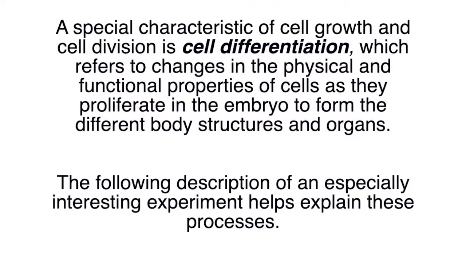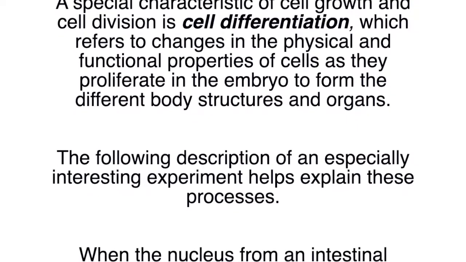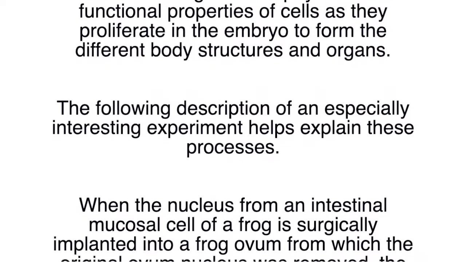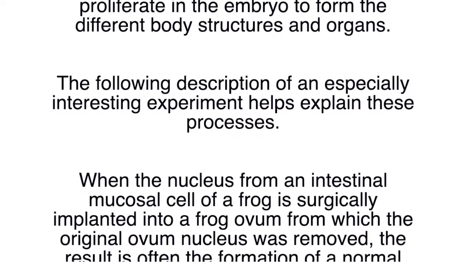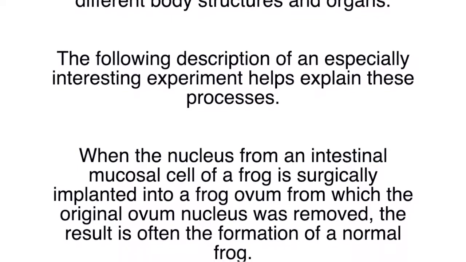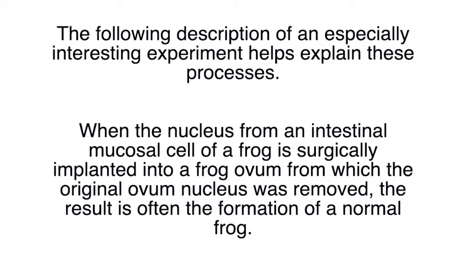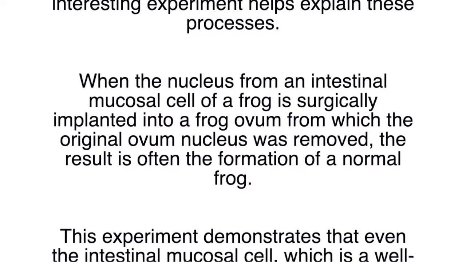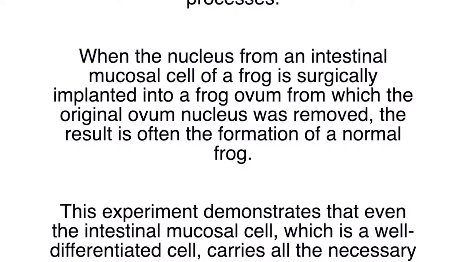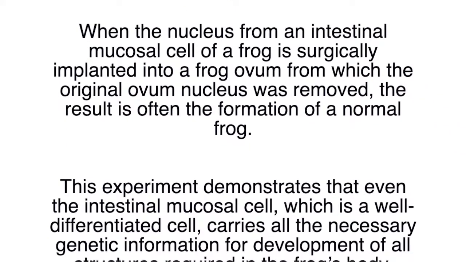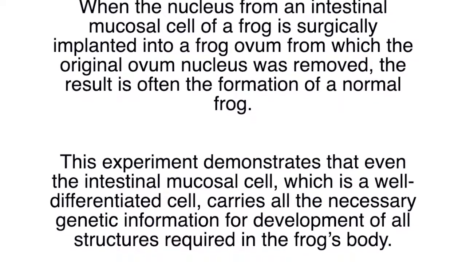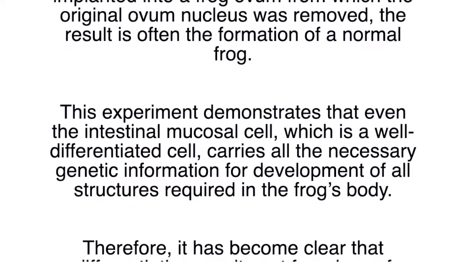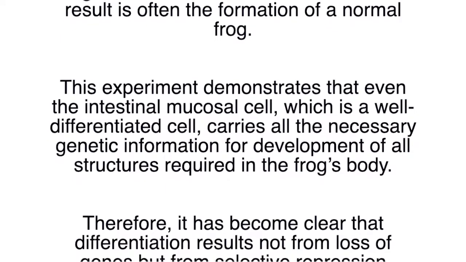When the nucleus from an intestinal mucosal cell of a frog is surgically implanted into a frog ovum from which the original ovum nucleus was removed, the result is often the formation of a normal frog. This experiment demonstrates that even the intestinal mucosal cell, which is a well differentiated cell, carries all the necessary genetic information for development of all structures required in the frog's body.